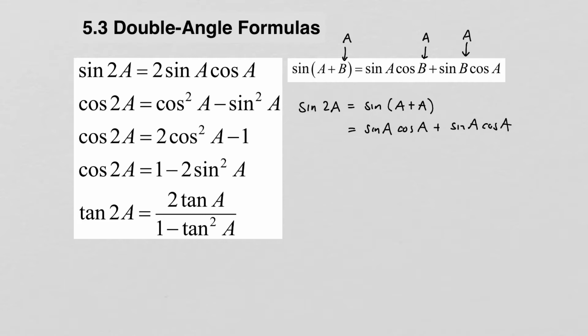And then you notice that these two terms are like terms, and we have one of each. And when you add 1 plus 1, you get 2 of those. And so you can see we have sine of 2A is equal to 2 times the sine of A times the cosine of A. And so this proves the first one.